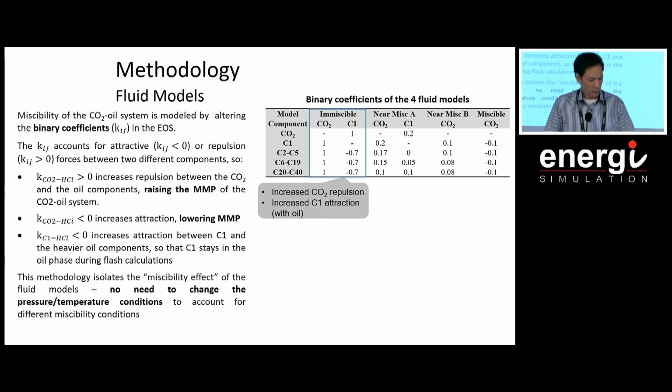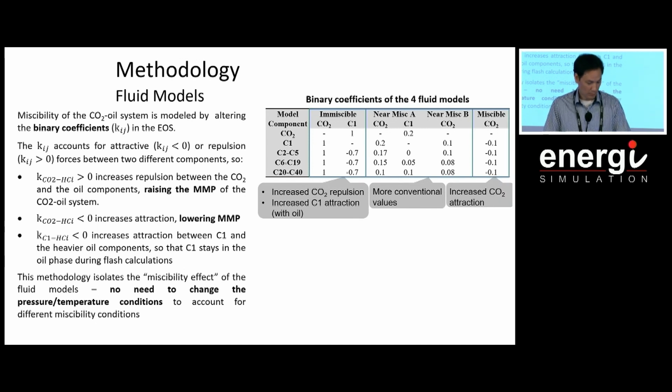And so, for example, this is a table that shows you all the binary coefficients that are not 0 for all the 4 fluid models. And for the immiscible, I had to use a very high value between the CO2 and the other oil components. And we also had to use a very negative value for this one so that the methane doesn't go into the gas phase when you have a phase splitting between these 2. And for the near miscible, we have more conventional values.